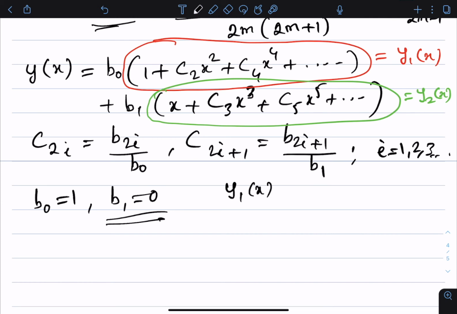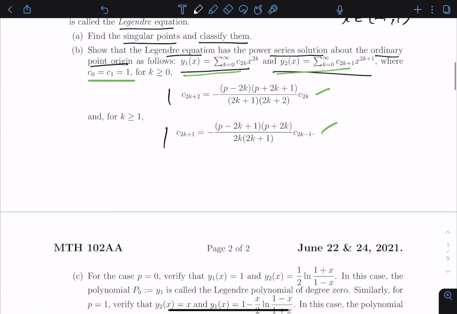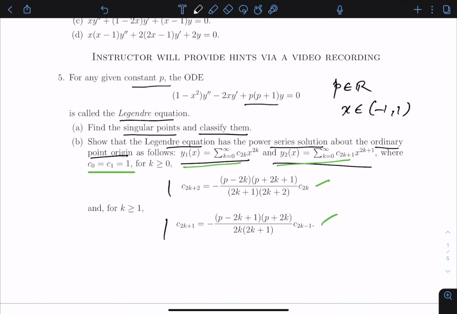Similarly, if you choose b0 to be 0 and b1 to be 1, then what you will be left with is the y2 solution. Okay, and those are precisely the linearly independent solutions that you will obtain for the Legendre equation. That is what we need to prove in B.